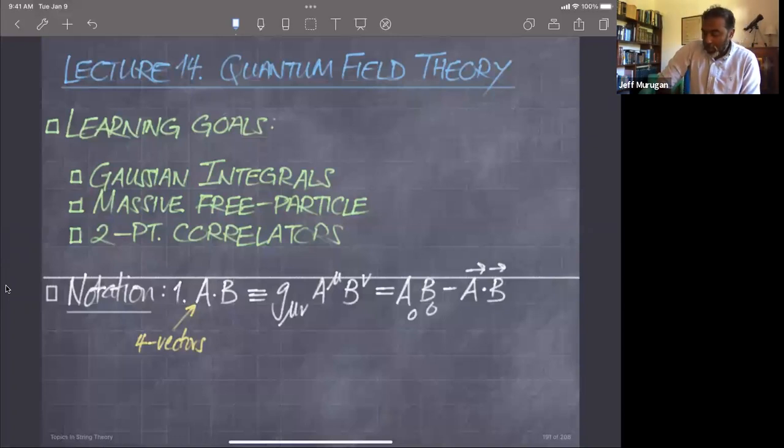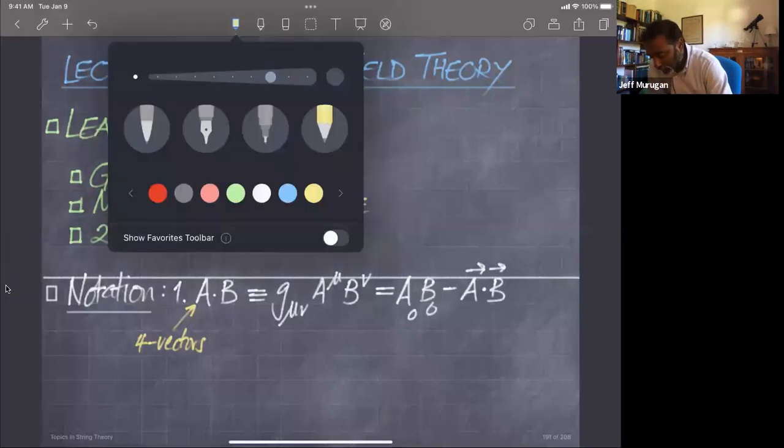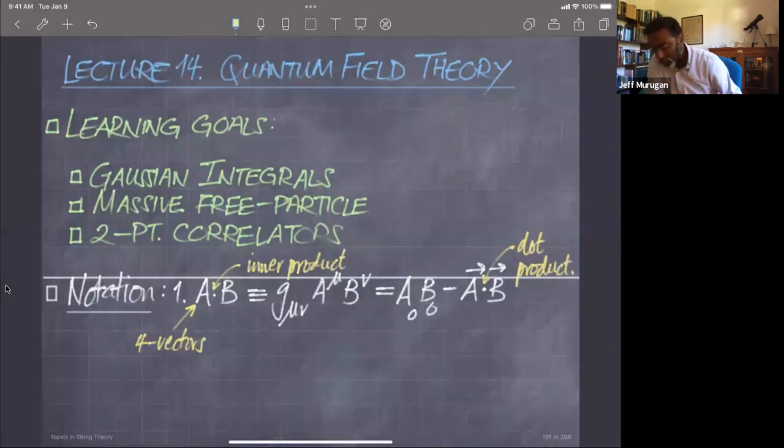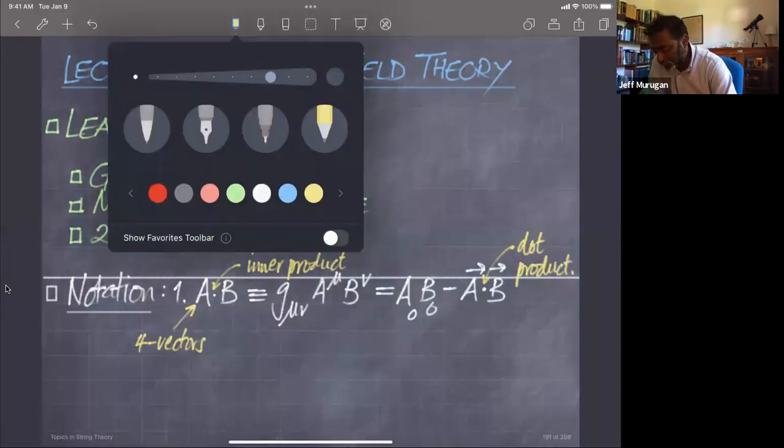And this dot on the left-hand side here, this is an inner product in 4-dimensional space-time. And I define it via that relation. And this here is a dot product with 2, 3 vectors. Okay, so that's the first bit of notation that we need.